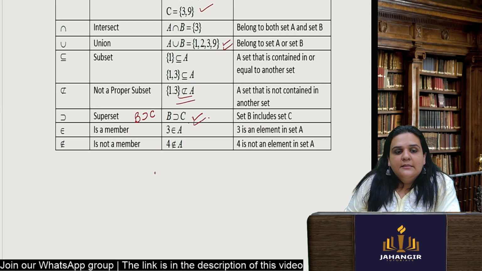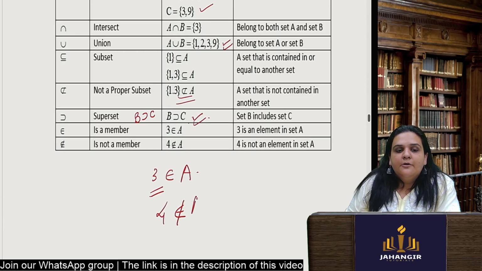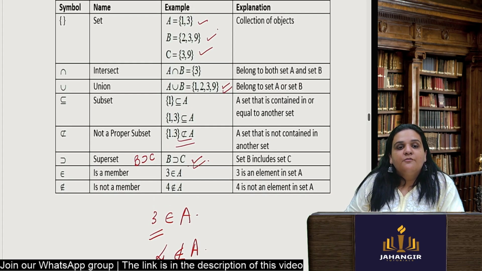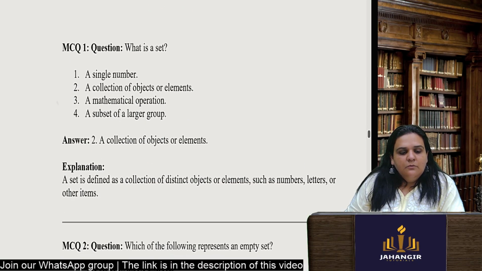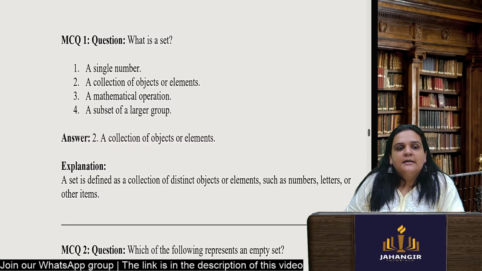If I say 3 is an element of A, it's a member of A. Okay, 4 is not an element of A, it is not a member of set A. 4 is not present in set A. Okay, so these are important from your MCQ point of view. So now, what is a set? It is a collection of objects or elements. Okay, this is the right answer.